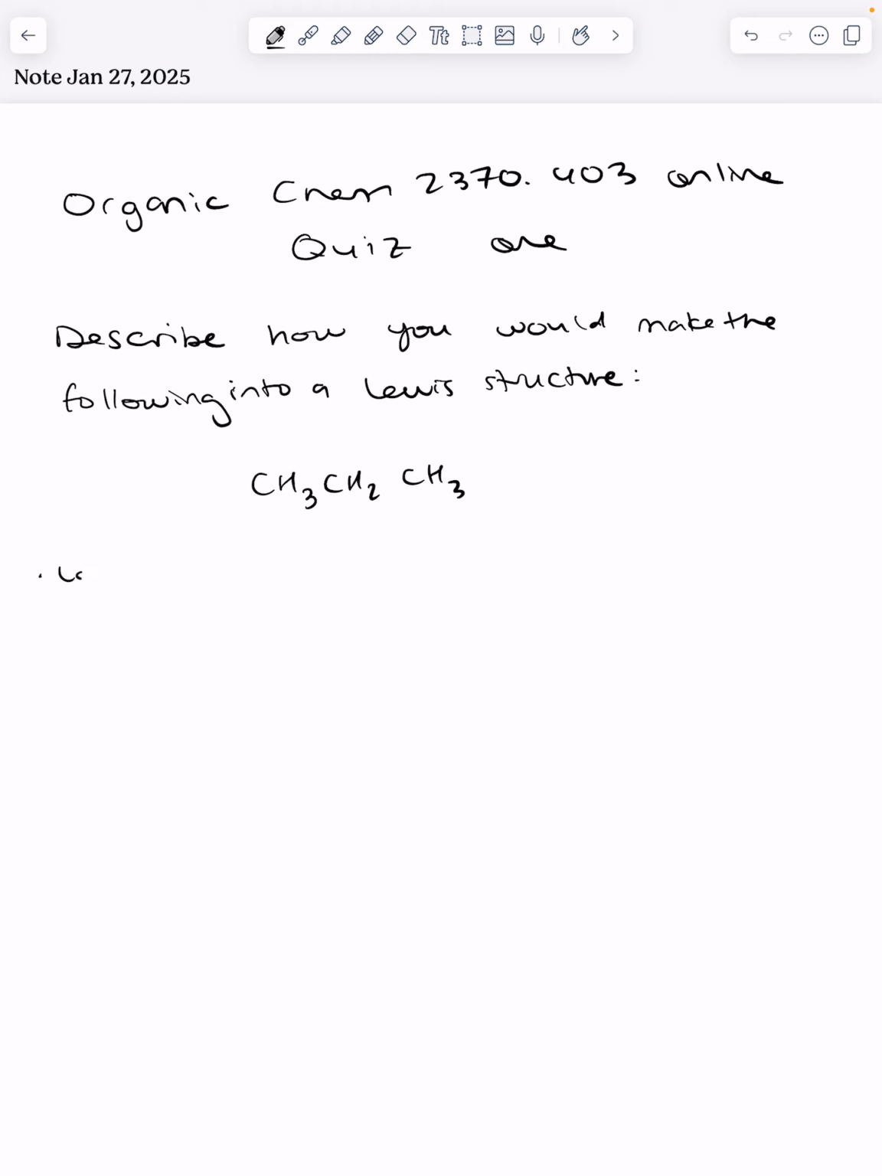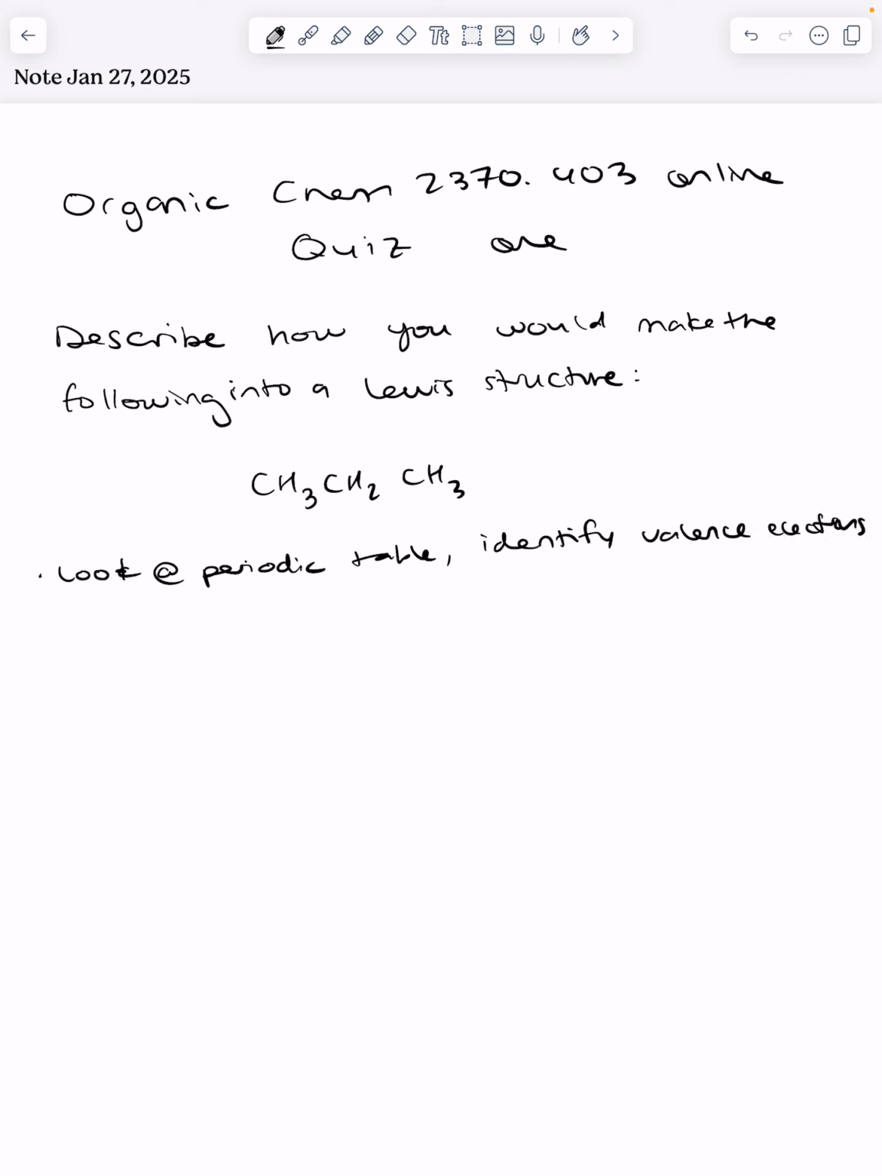And so the first thing I'm going to do is look at the periodic table. I would want you to write in full sentences, but I'm going to do shorthand since I'm not typing, I'm just writing by hand. Look at the periodic table. Identify the valence electrons.